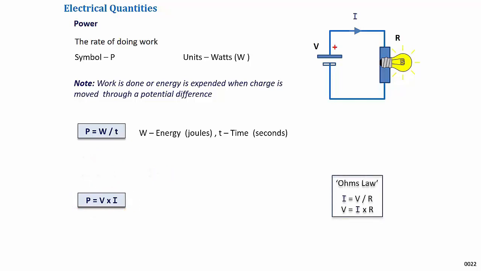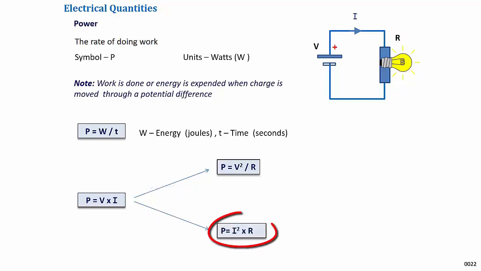Using Ohm's law and replacing the current term, this formula may be rewritten as power is equal to the voltage squared divided by resistance. If the voltage term is replaced, this formula may be rewritten as power is equal to the current squared times the resistance.